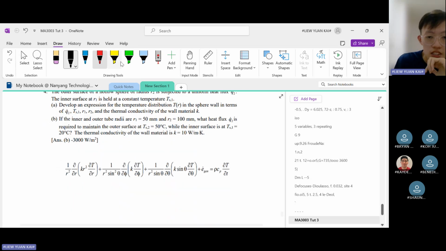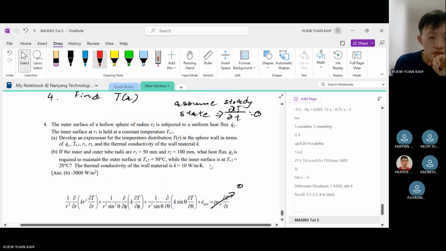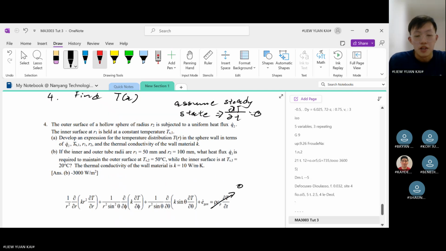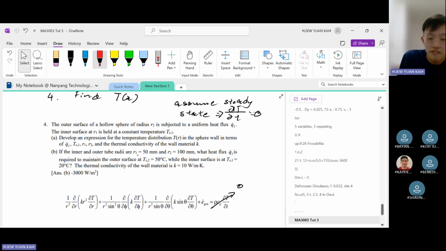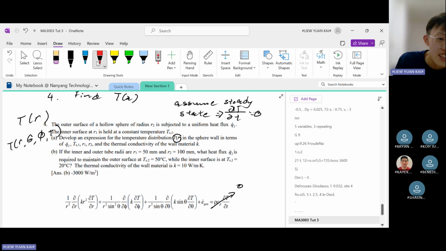Okay, so how are we going to simplify? You see this? Throw it away. It becomes 0. Okay, so we assume there's steady state. What else? We're going to assume that this is a 1D problem, and in fact, it is a 1D problem. Why? Because look at the variable inside here. The variable is only r. They didn't say the temperature varies with r, theta, phi, or t. See, theta doesn't show up, phi doesn't show up, time doesn't show up. So that means temperature is independent of theta and phi.